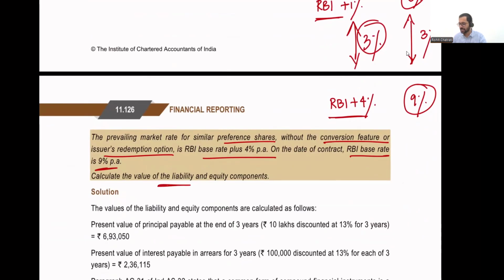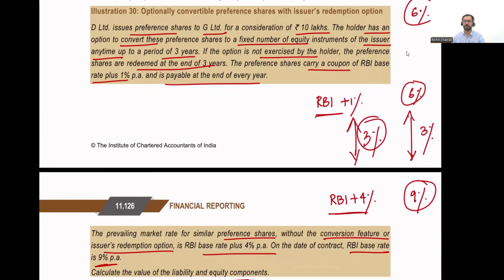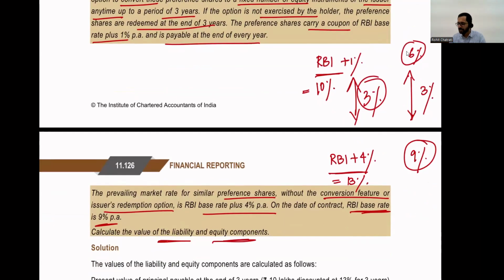The question is calculate the value of liability and that of equity. It's actually the same as previous illustration. All you need to do is replace RBI with 9% because the RBI base rate today is 9%. You basically have to replace that RBI rate with 9%. So ideally, the market rate of interest is basically 9 plus 4, which is 13%, and the coupon that D Limited is paying is 9 plus 1, which is equal to 10%.